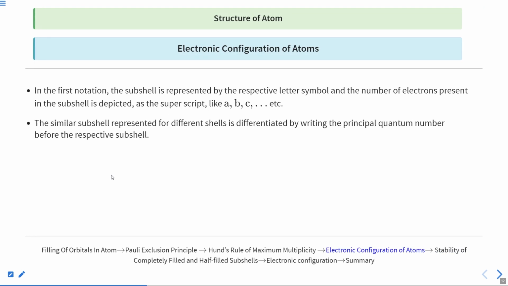So in the first notation, the subshell is represented by letter symbols, and the number of electrons present in the subshell is depicted as a superscript, like a, b, c. Now the similar subshell in 4 different shells is differentiated by writing the principal quantum number before the respective subshell. Clear?